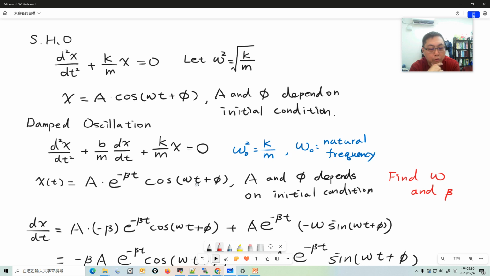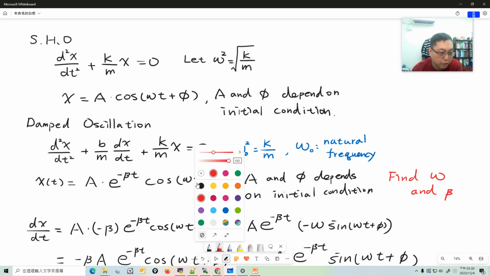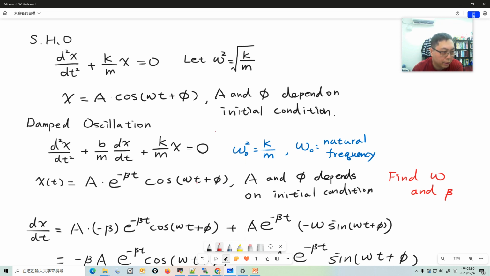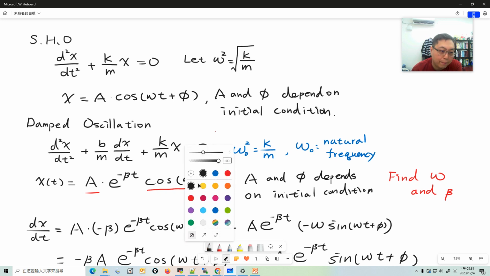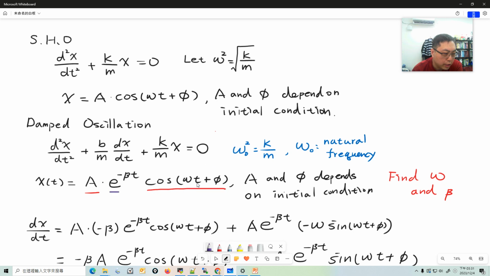So we just guess the solution like this. We still have the term in simple harmonic oscillation, amplitude times the cosine function, the oscillating function, but because it's damped oscillation, we intentionally multiply this solution by an exponential decay function. This is the exponential decay function.